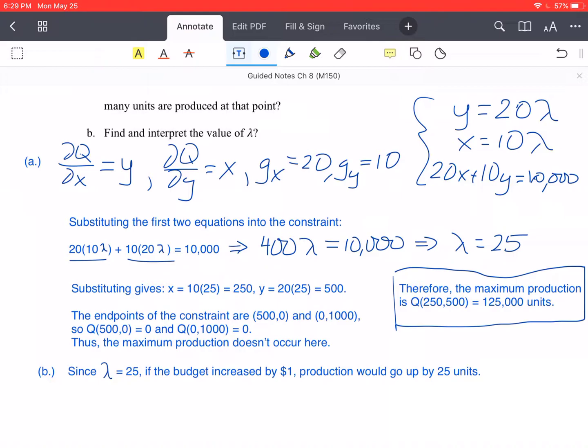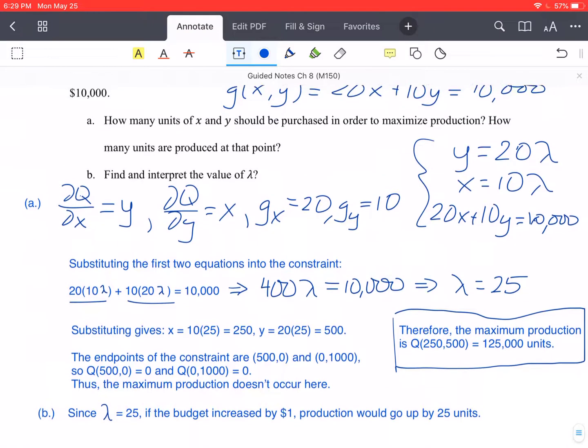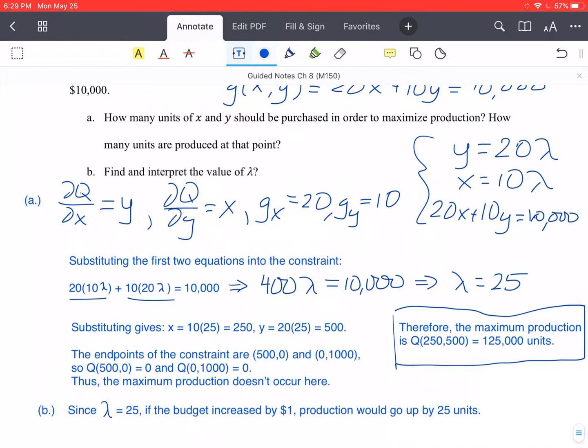Okay, so remember what lambda tells us. It tells us the rate of change of that optimum value. So if we're currently at our maximum production level, where we're making 125,000 units by spending $10,000, well, if I just add one more dollar to my production, then I'm able to produce 25 additional units going at this current rate. So we can use that to make projections about how effective our production could be if we go beyond this.